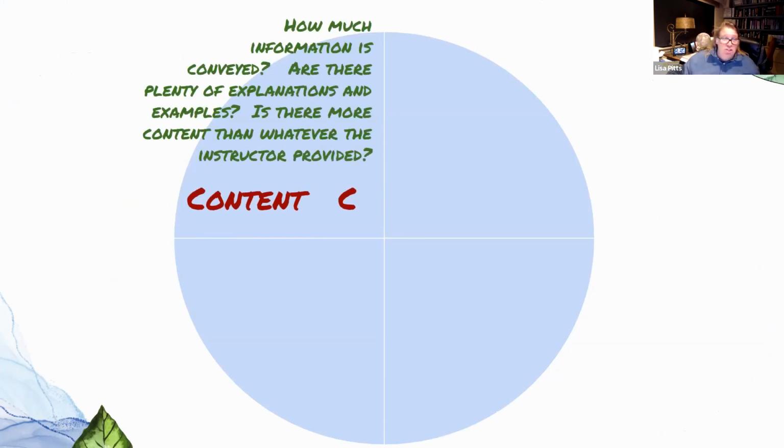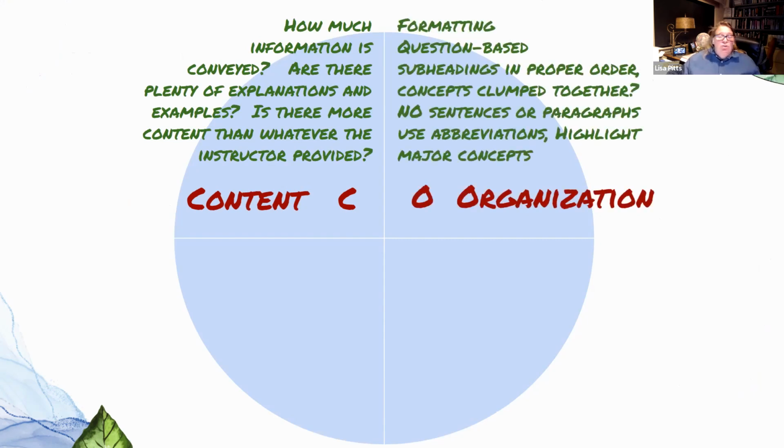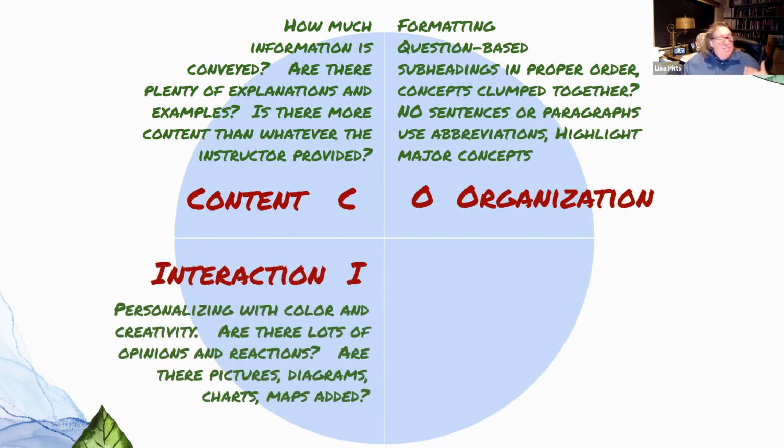So yeah, the rubric involves looking at content. So how much information is there? Do you have explanations? Do you have examples? Is it organized? Or are you doing like question-based stuff? Are you putting boxes around stuff? You shouldn't have sentences or paragraphs. You should highlight major concepts. Are you interacting with it? So are you personalizing it? Are you making it creative? Are there lots of reactions? Are there tons of pictures and diagrams and charts and probably going to be maps and things like that?